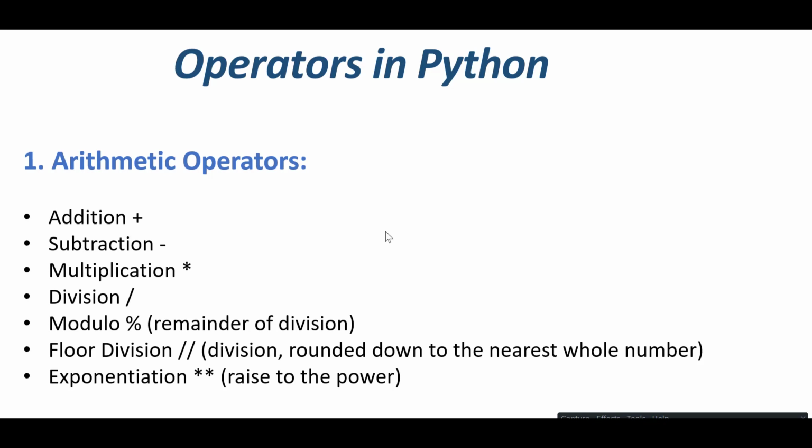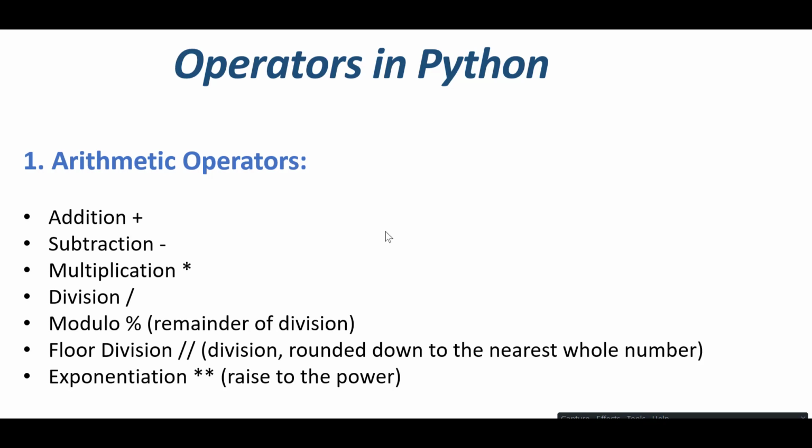So operators, there are two things according to mathematics. We have operators and the operands, right? So when you're writing a plus b, here a and b become your operands, and plus is the operator. So you are performing addition on a and b. That's what it means, right?